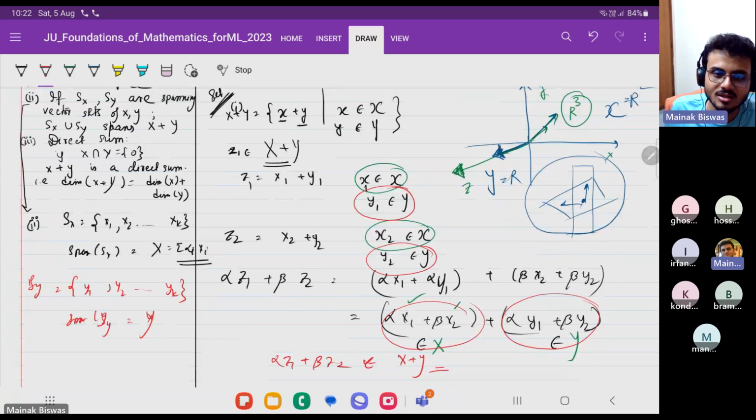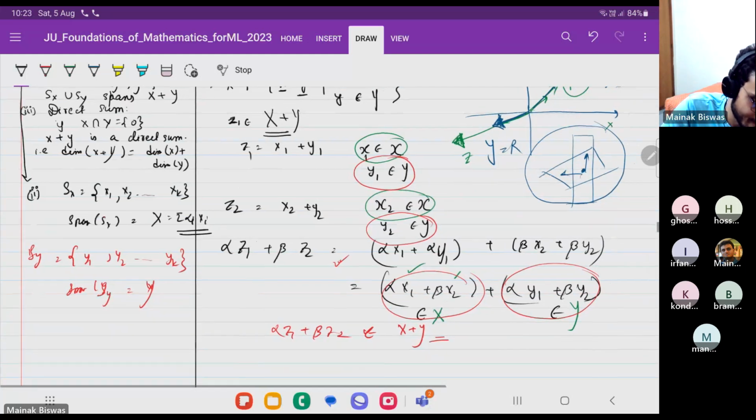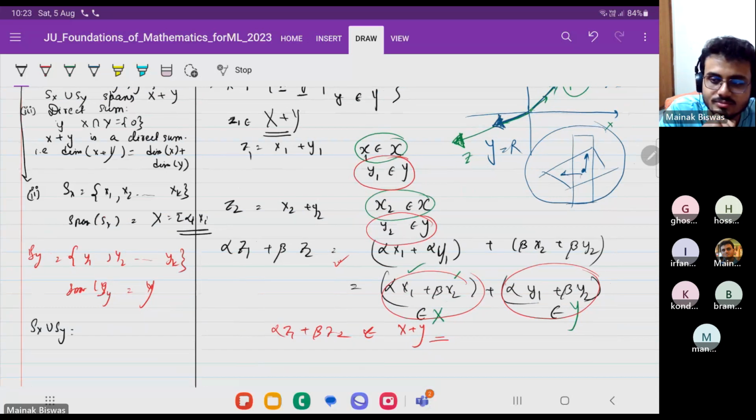Now I am telling you, show that the union of these two sets would span X plus Y. Isn't it trivial? Just from here, why is it trivial? Just tell me. So what is Sx union Sy? No, Sx is a set of vectors, right? It is a spanning vector set. These are spanning vectors. There is a difference between spanning and vectors.